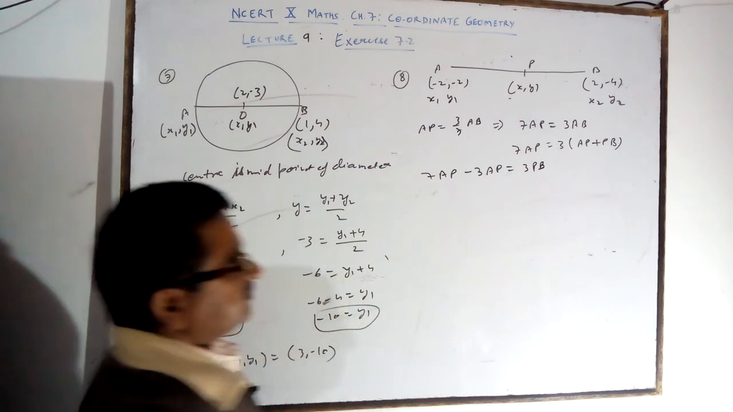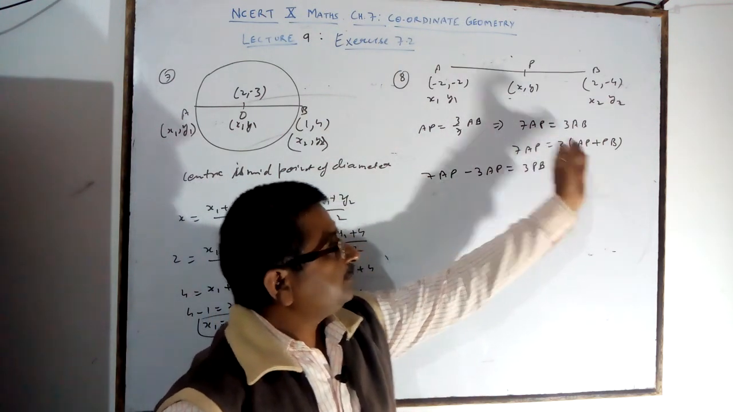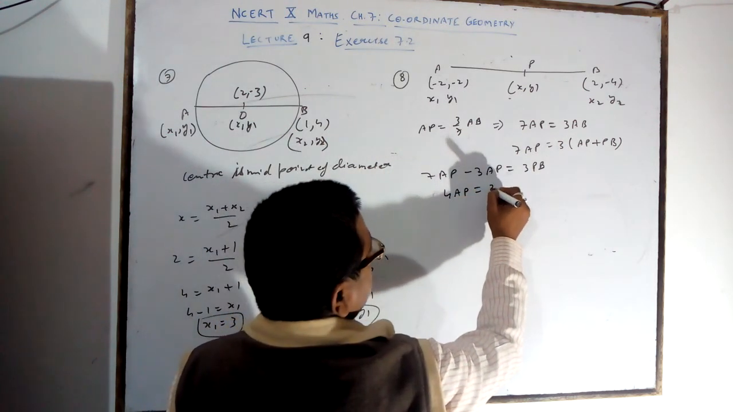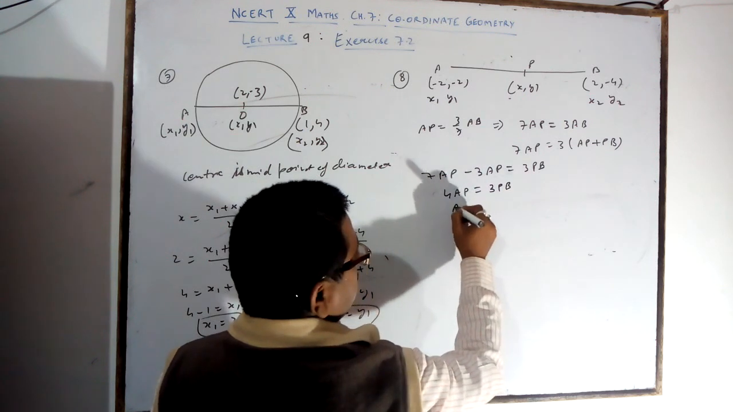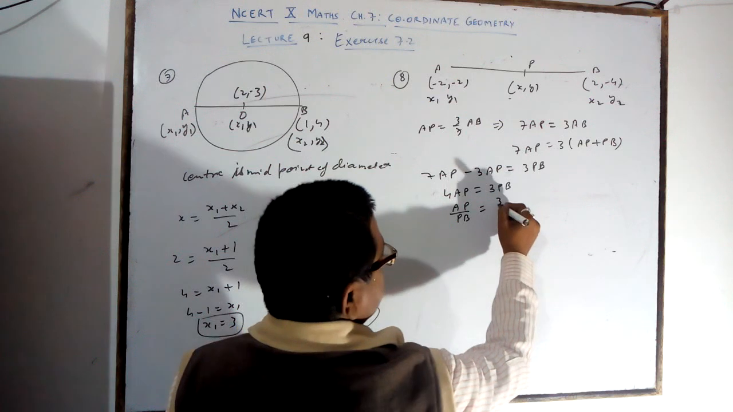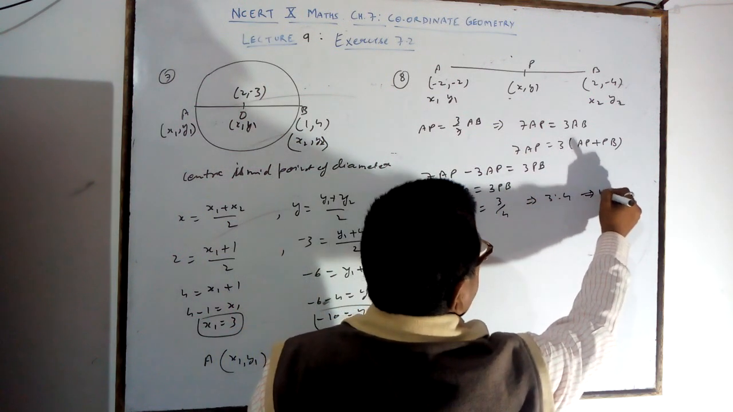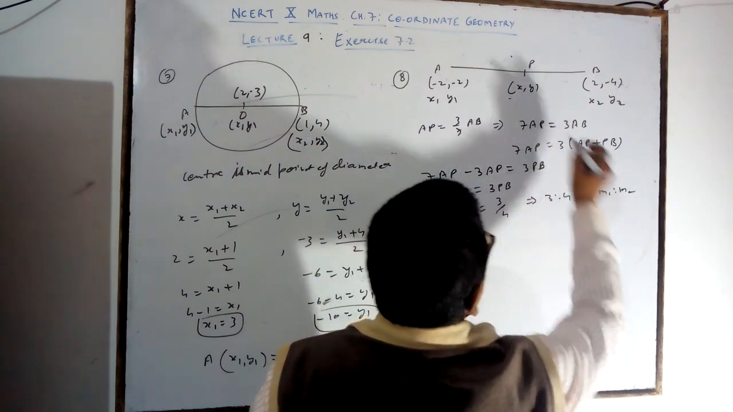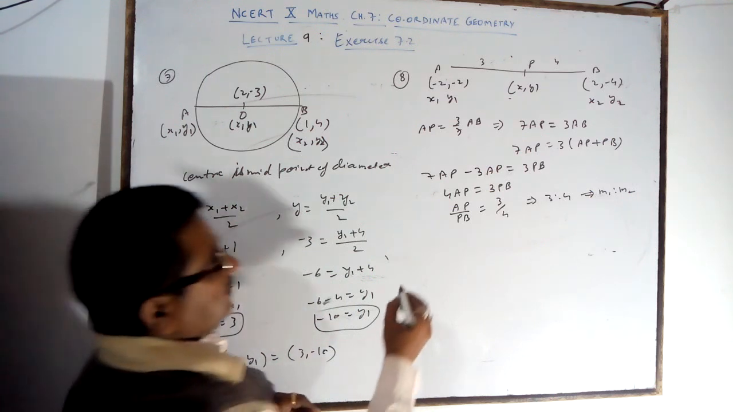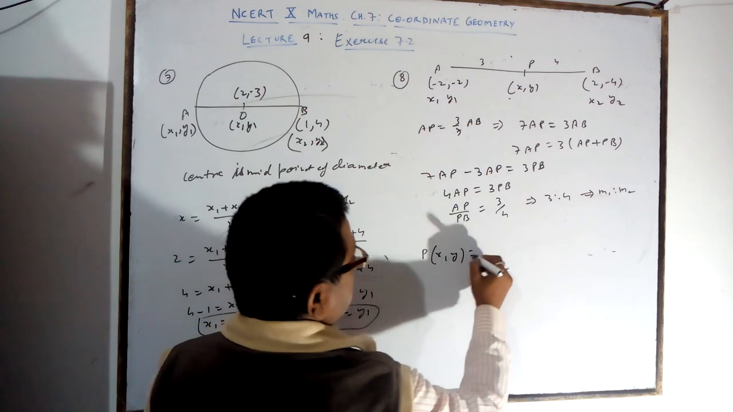This you will write: I am opening the bracket and transposing this 3 AP to the left side. So 4 AP is equal to 3 PB. Transpose, AP by PB, the 4 will go to that side, 3 by 4. So your ratio is 3:4, which is M1 ratio M2. Means M1 is 3 and M2 is 4.